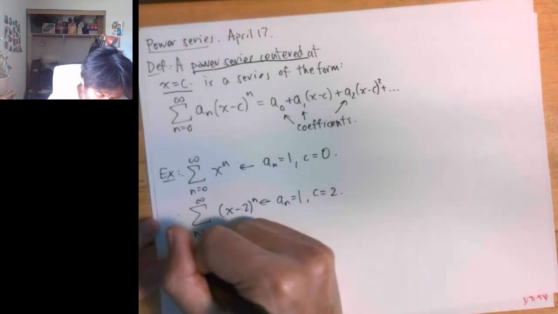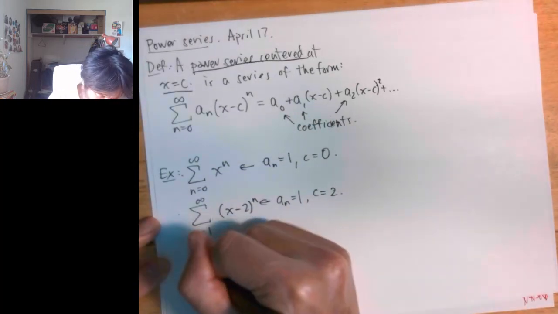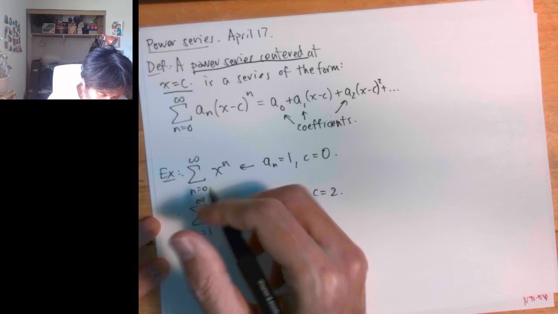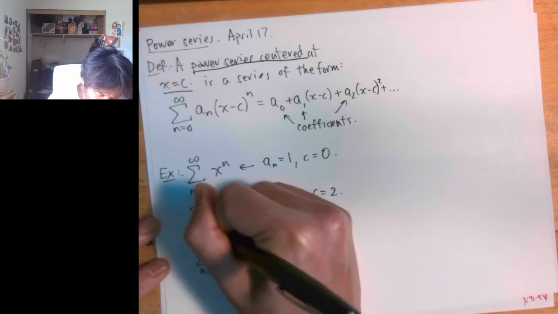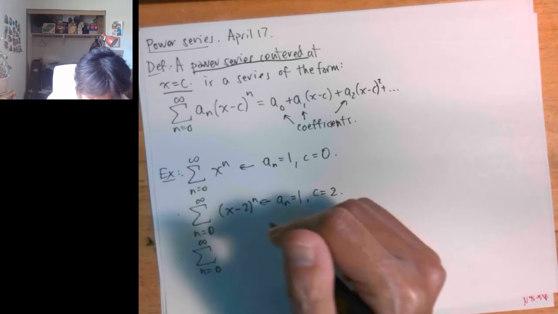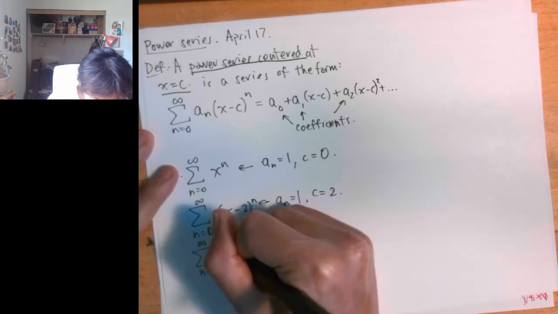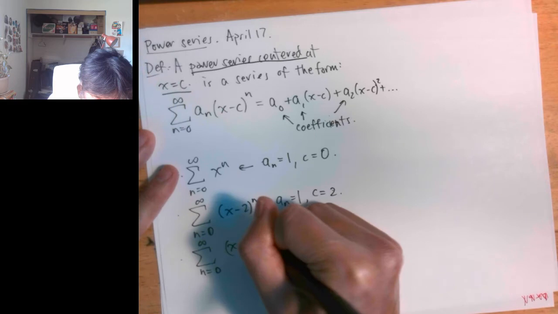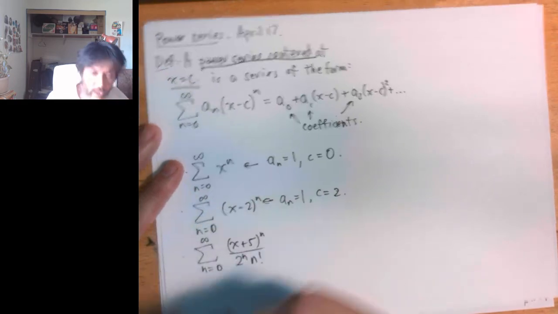We could change things up more. What if we had, for example, the sum from n equals... I don't know why I started this at 1, I can start at 0... of (x plus 5) to the nth power divided by 2 to the n times n factorial.